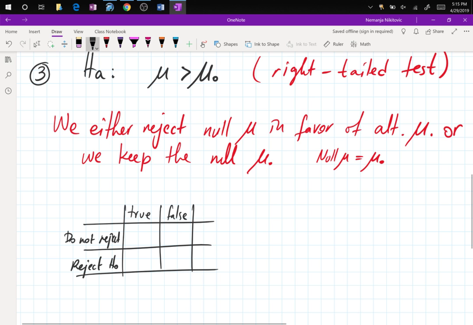So type 1 error: rejecting the null hypothesis when in fact true. Type 2 error is not rejecting the null hypothesis when false.